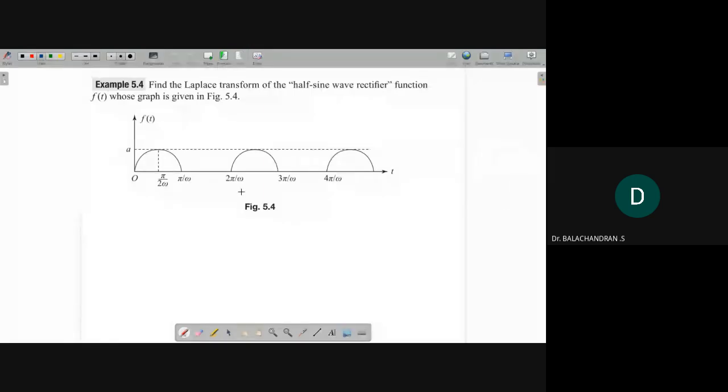So what is the function? Can anyone tell? Sin x, actually sin omega t. Yeah, you are right. What is the periodicity? I think here also there is a line. It is not visible to you, so it is coming from here up to here. 2 pi by omega, actually, is the periodicity. And this point is 0, 0. This point is pi by 2 omega comma a, and this is pi by omega comma 0.